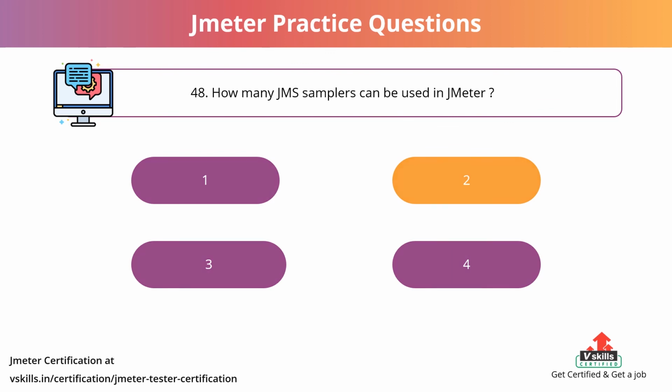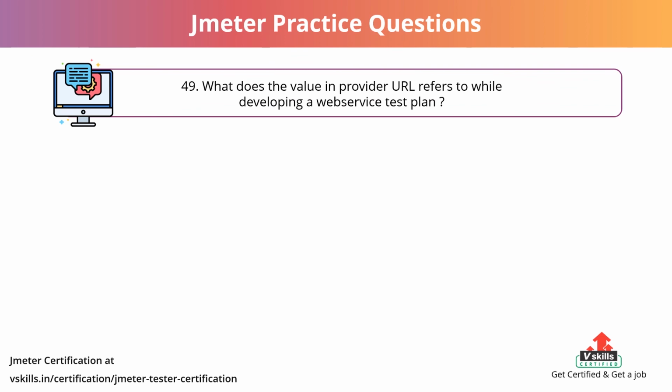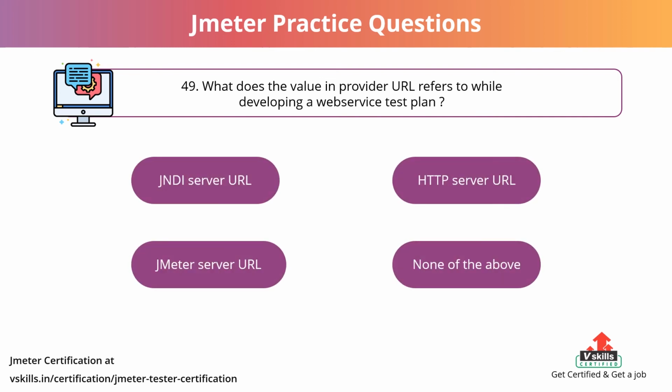Question number 49. What does the value in provider URL refer to while developing a web service test plan? The options are A, JNDI server URL, B, HTTP server URL, C, JMeter server URL, D, none of the above. The correct answer is option A.